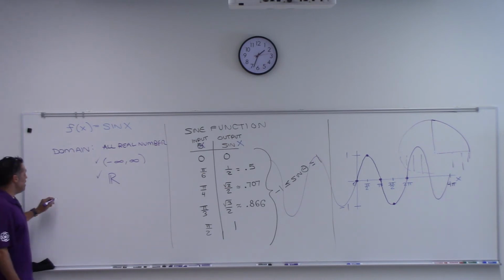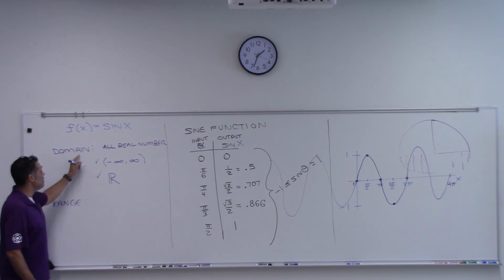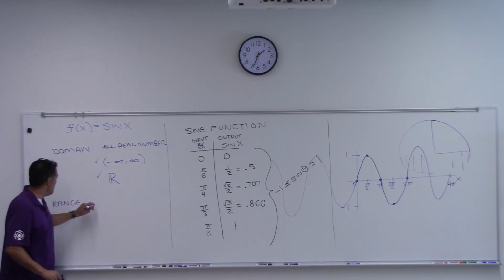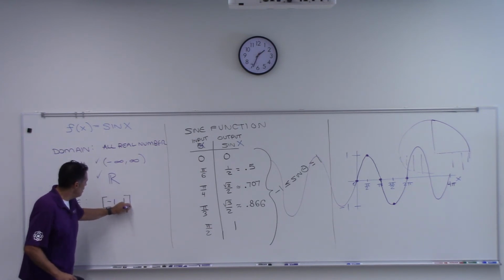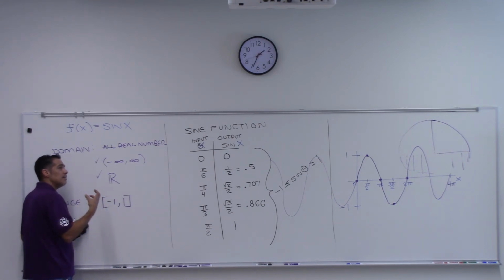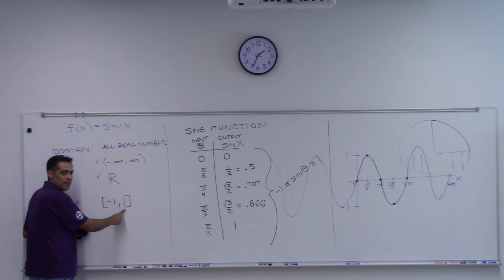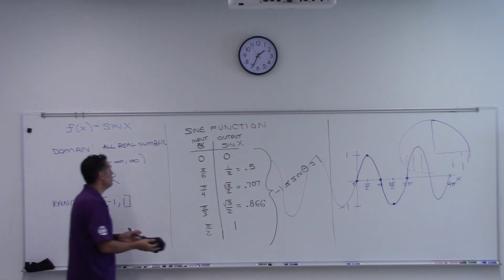Now, what about the range of the sine function? If domain is what goes into the function, the range is the outputs. So is there any sort of restriction on the outputs of this function? Negative 1 to 1, right? So I'm going to put here in interval notation, bracket negative 1, comma, positive 1. This is the range of our sine function. The things that come out the other side of the function are numbers between negative 1 and 1, right? Nothing at all bigger than 1, and nothing at all smaller than negative 1.